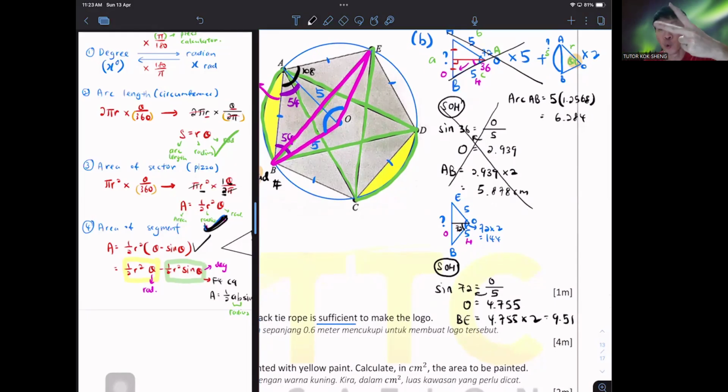5 straight lines and 2 lengths of arc. Okay, so 5 straight lines plus 2 lengths of arc. 6.284. Okay, step. 6.284. The total is 60.12.